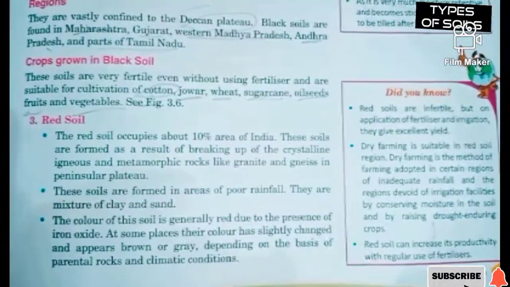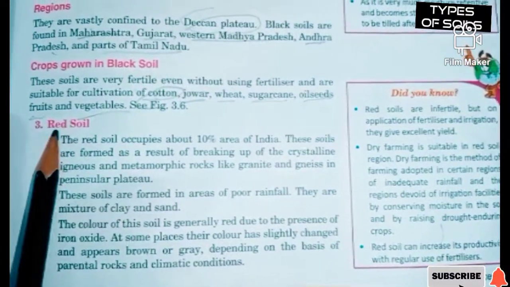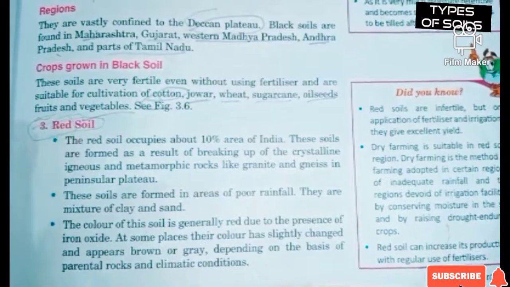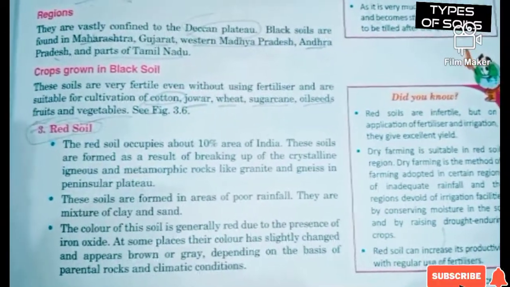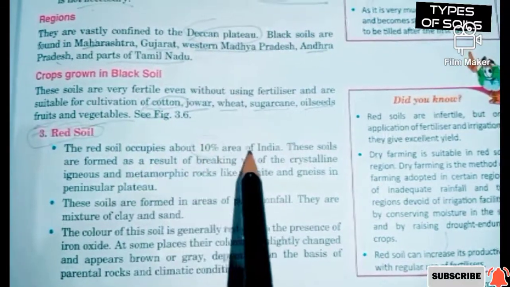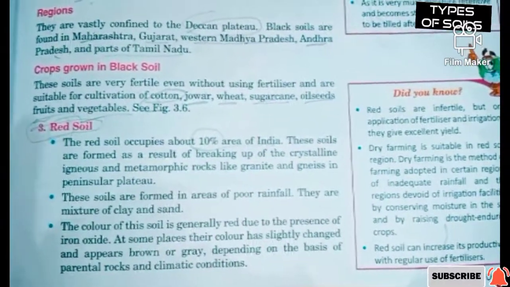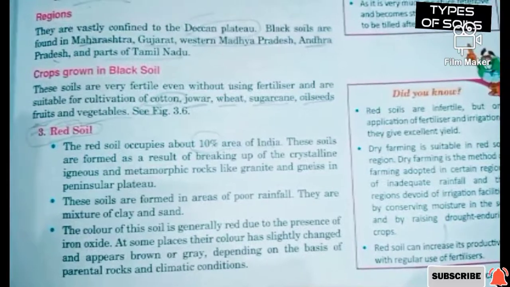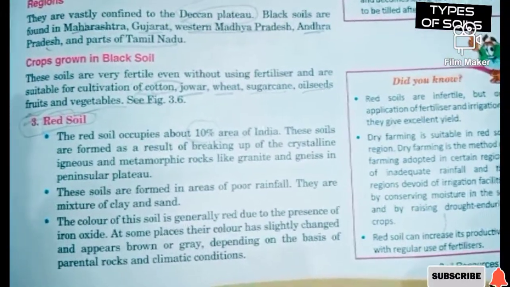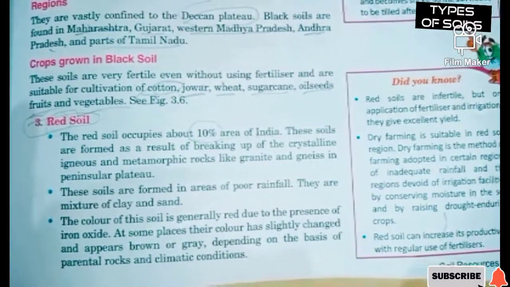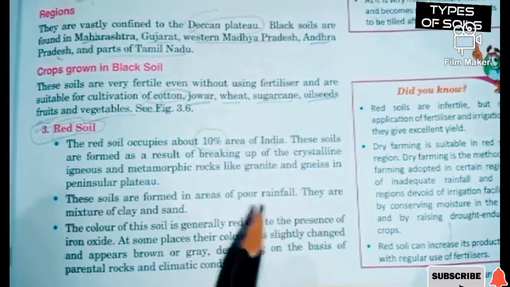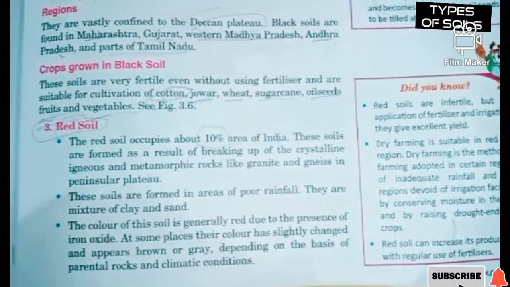Next important soil found in India is red soil. As the name suggests, it is red soil, and it generally occupies 10% of the land of India. So you may have a question: name the soil that covers this much percentage of land in India. 40% alluvial soil, 16% black soil, 10% red soil.